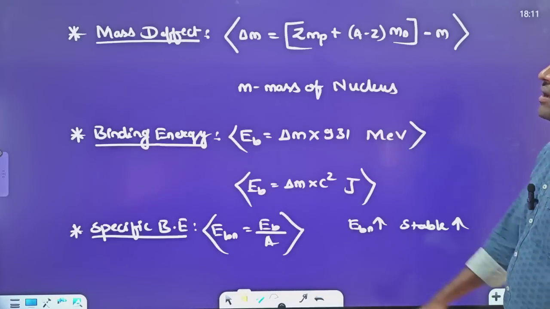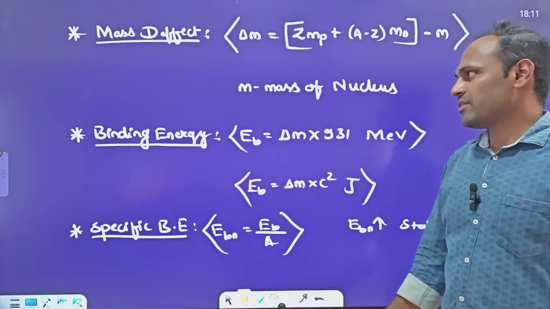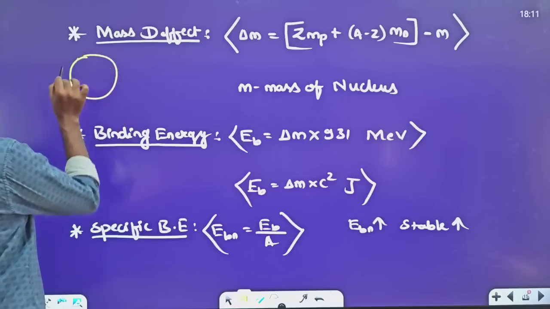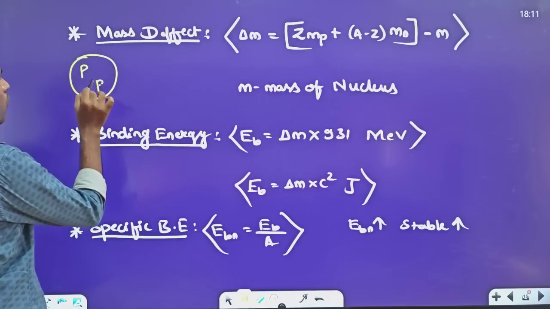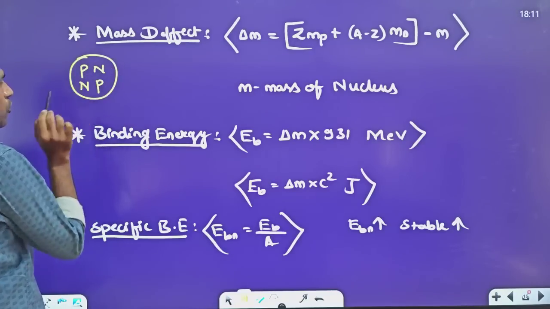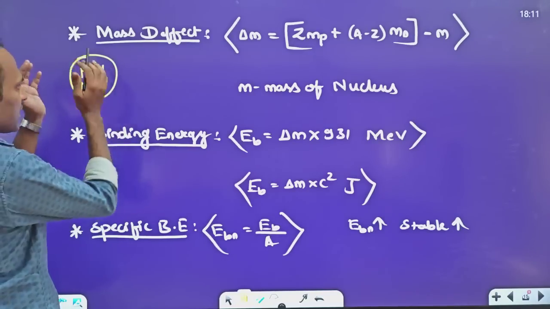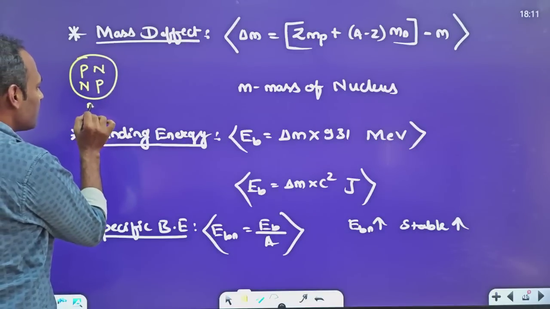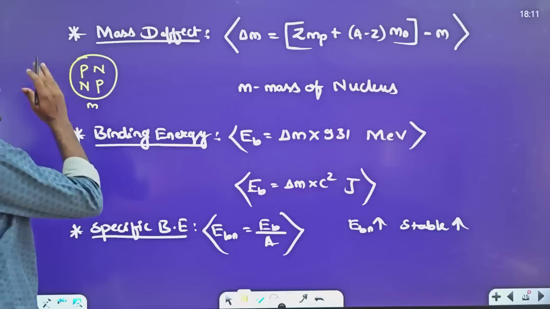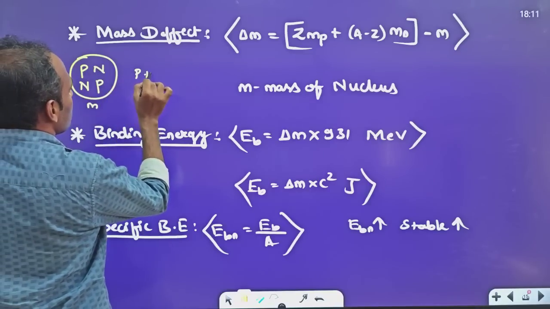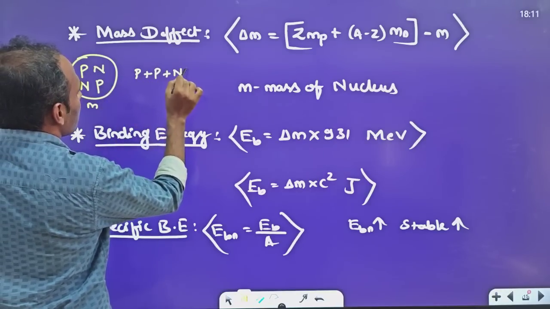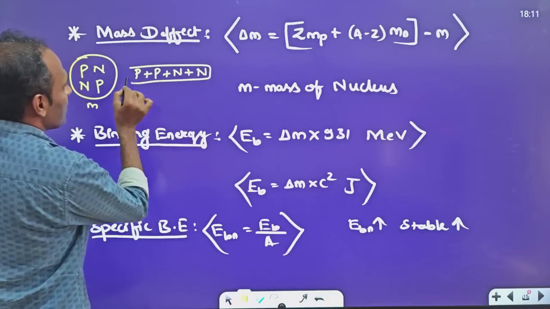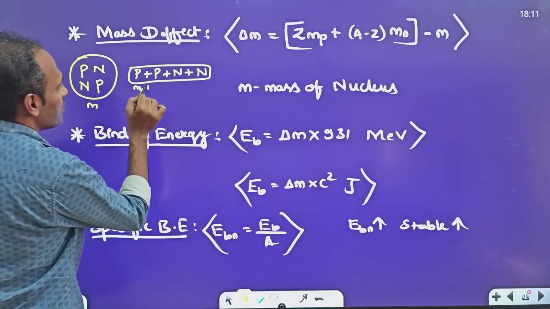Okay, next, mass defect. See, if this is a nucleus, and let me say there are 2 protons and 2 neutrons. This is a completely spherical nucleus, already formed. Let the mass of that nucleus be m. Now I will break this nucleus and separate those protons and neutrons, and weigh all these things separately.